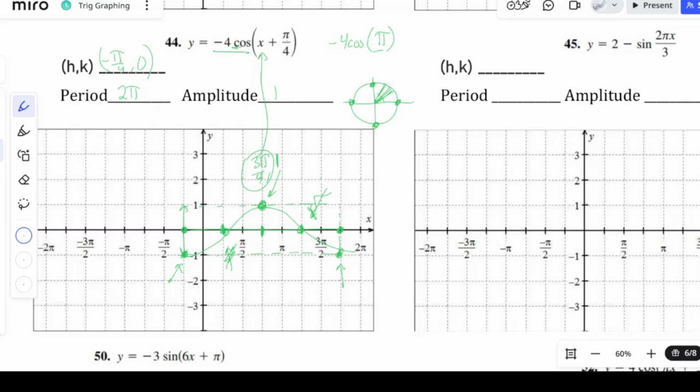Let's see, pi is there. Cosine is the x coordinate, -1. -4 times -1 is +4. So it looks like I made a mistake. So what happened? I didn't apply my amplitude, so I didn't draw my box right. So I've got to go up 4, down 4.